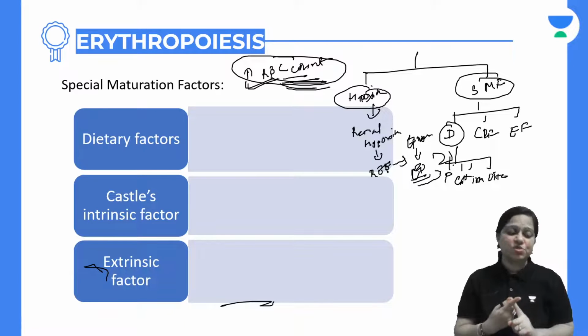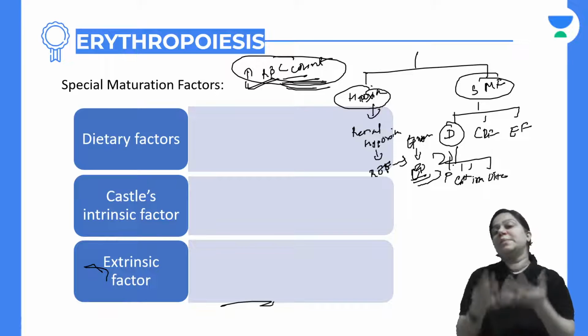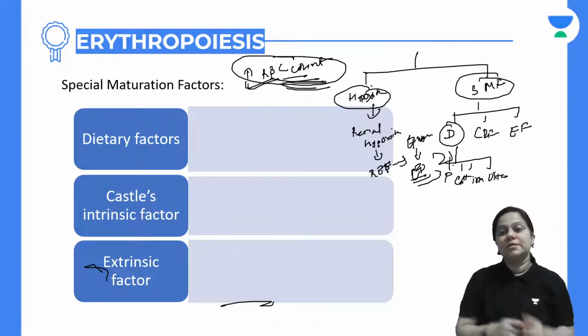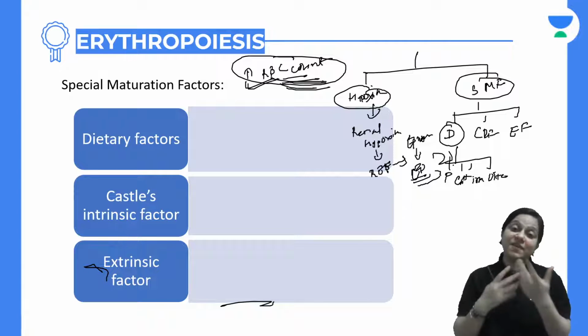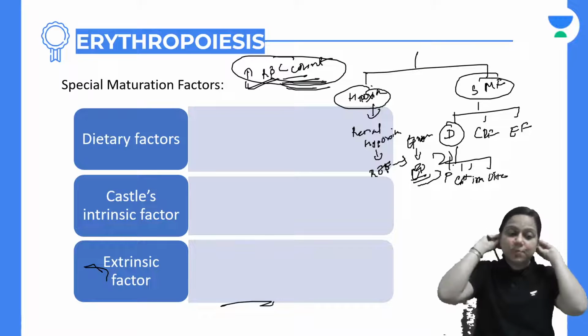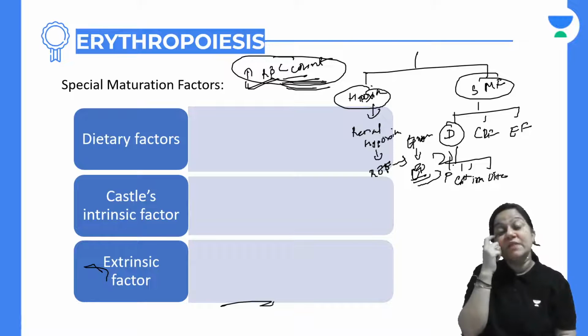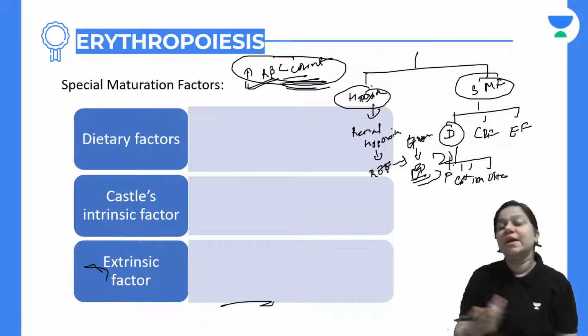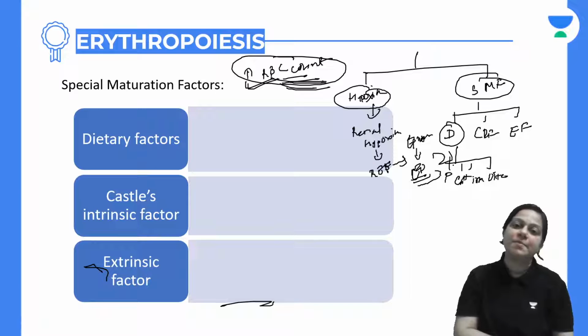Iron is needed. It is also a part of hemoglobin. Vitamin C is important because without vitamin C, iron absorption will not occur. Again, this is a very important point you are supposed to know: vitamin C deficiency also causes anemia. Why? Because it affects the iron absorption.